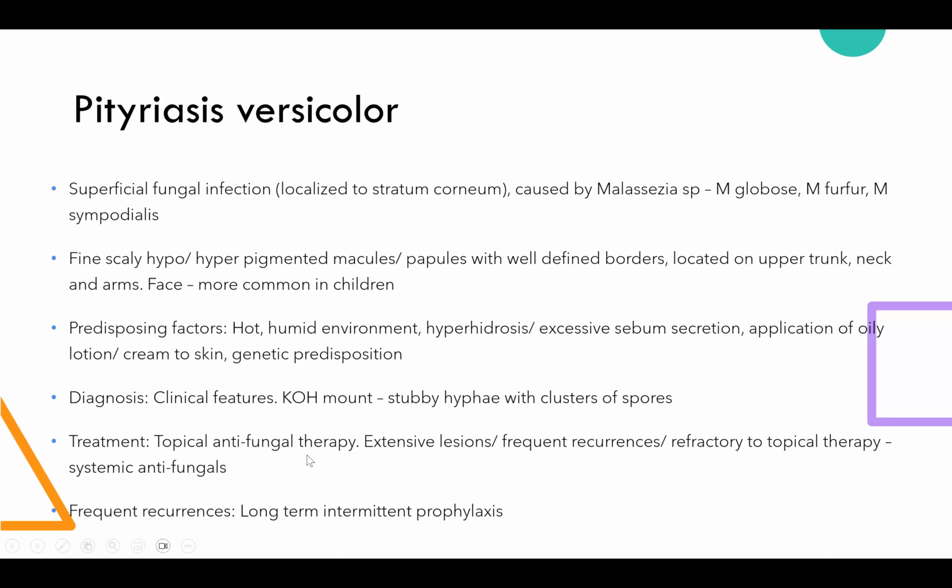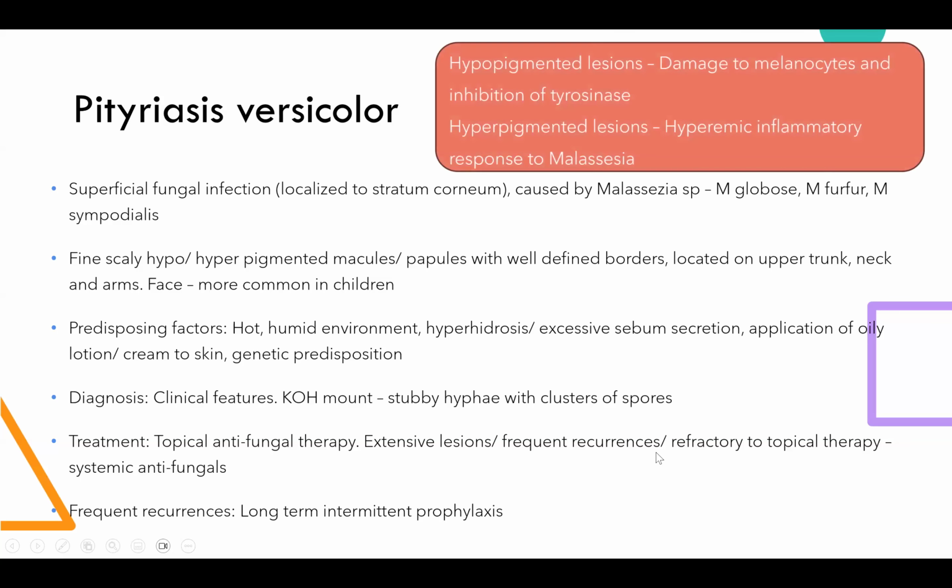Treatment is through topical antifungal therapy. In case of extensive lesion, frequent recurrences or refractory to topical therapy, systemic antifungals can be considered. In case of frequent recurrences, long-term intermittent prophylaxis can also be considered. Hypopigmented lesions can be due to direct damage to the melanocytes and inhibition of tyrosinase. Hyperpigmented lesions can be due to inflammatory reaction to the Malassezia furfur.